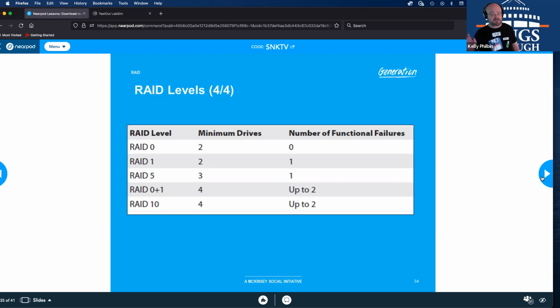No, Time Machine is not really a RAID. It's just a backup system. But good question. I do like that one. All right.